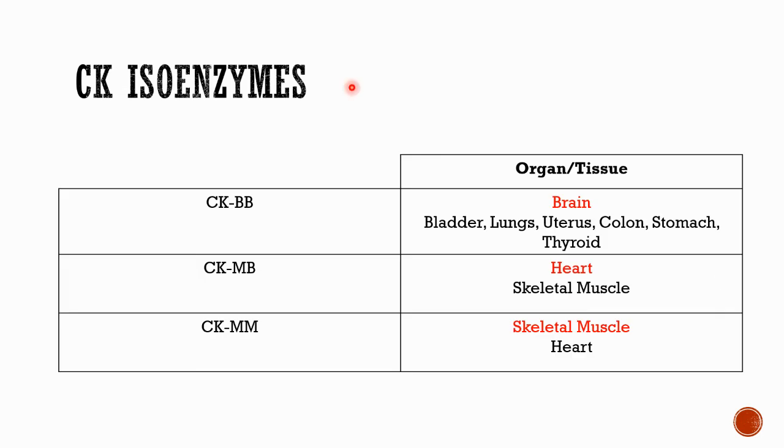So CK isoenzymes. So we have three isoenzymes for CK. We have CKBB, CKMB, and CKMM. For the CKBB, it is most specific for the brain. Pero makikita rin siya sa bladder, lungs, uterus, colon, stomach, and thyroid. Okay? Pero most specific siya sa brain. CKMB most specific for the heart, and CKMM for the skeletal muscle.